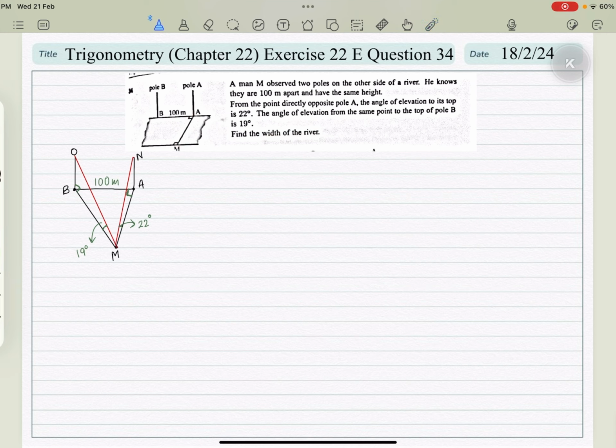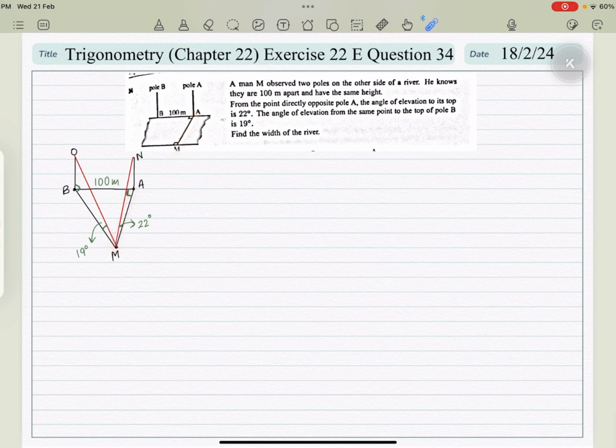First things first, what is angle of elevation? If there's a point A here, a point B here, then the angle of elevation from point B to A is this angle. Likewise, this angle is the angle of elevation, that is 22, and this angle is the angle of elevation to pole B, and it is 19. Once we know this, what we have to find out is AM at the end.